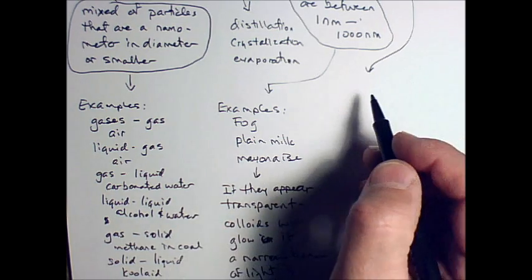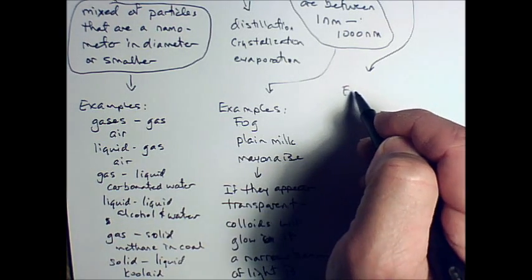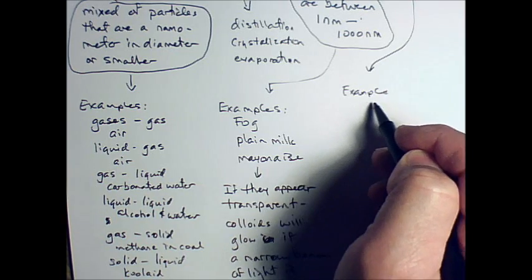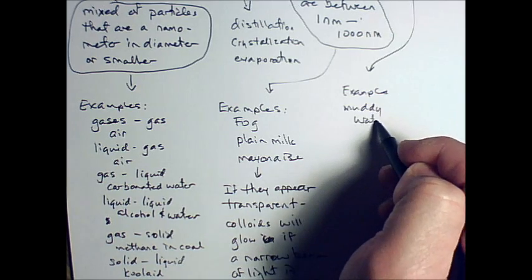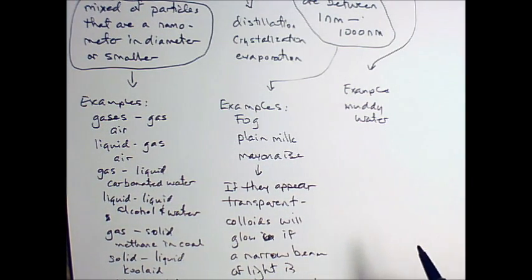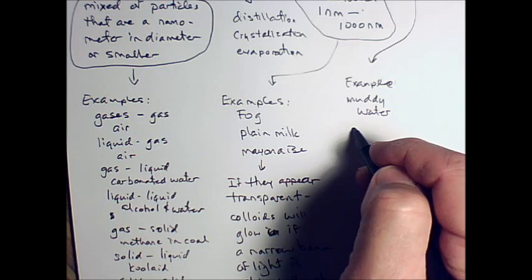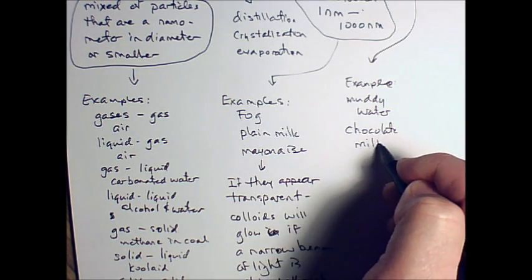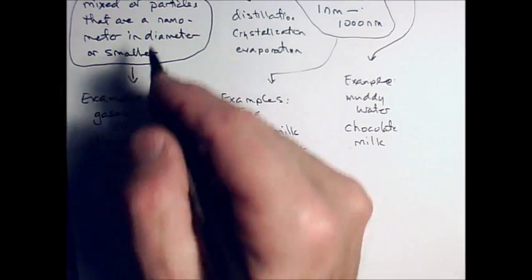Okay. Now, so an example of a suspension then is muddy water. Not Muddy Waters, the musician. Or chocolate milk. We talked about it a whole bunch over here.